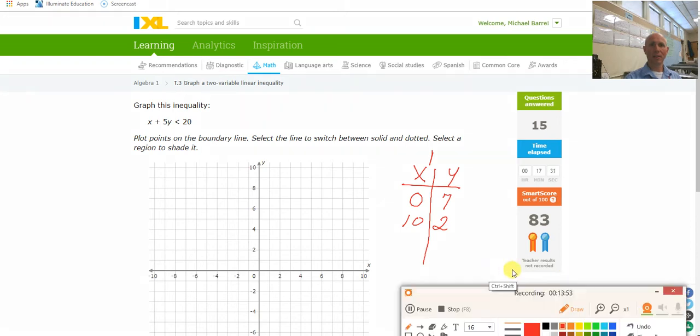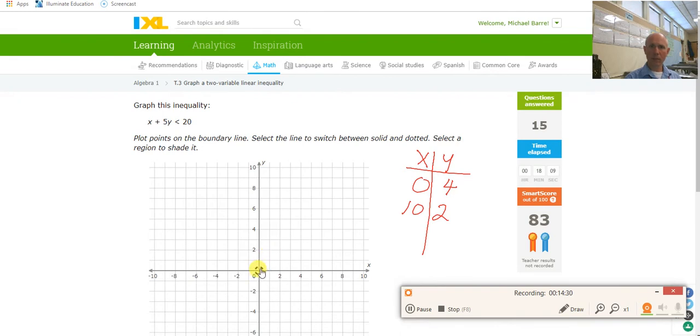Same thing here. Even if I move that into slope-intercept form, my intercept is going to be off the graph. X is 20 and y is 5. So I know that if x is 0, y is 4, correct? And let's say x is 10, y would be 2. There we go. I've got 2 good points. Let's graph them. 0, 4, 10, 2.